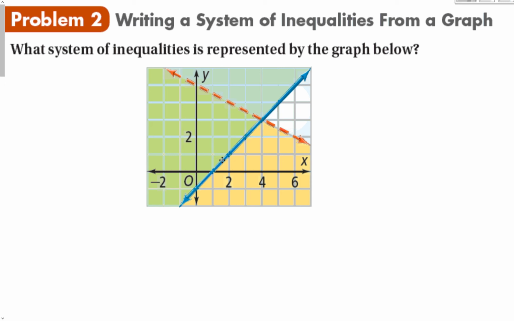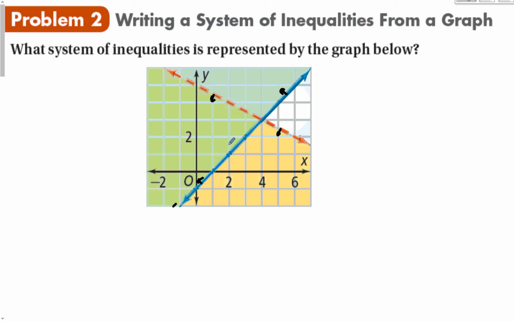So we have the blue boundary line right here, and it looks like it's shaded this way. We have the red boundary line right there. It's shaded below it. And where the blue and the yellow come together, this is my solution, the green area. Okay, so let's write an equation for that.